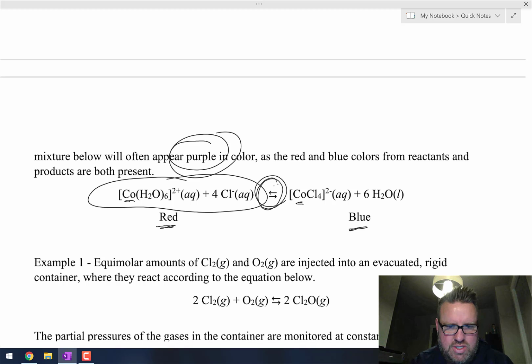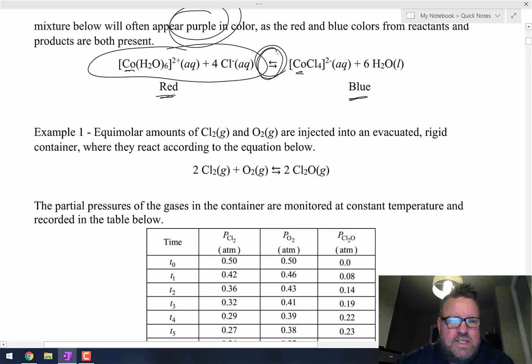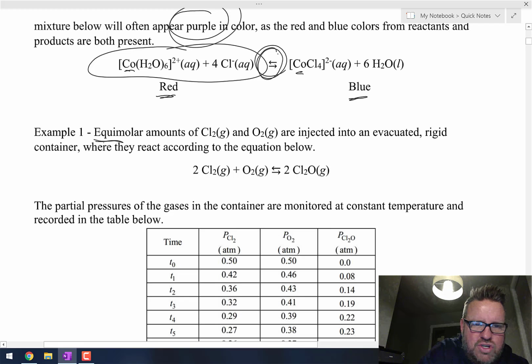Notice our equilibrium arrow here going forwards and backwards, representing the reaction going in both directions. So here's an example question that you could see involving this. It says equimolar amounts of Cl2 and O2. That means you're starting with an equal amount of Cl2 and O2.